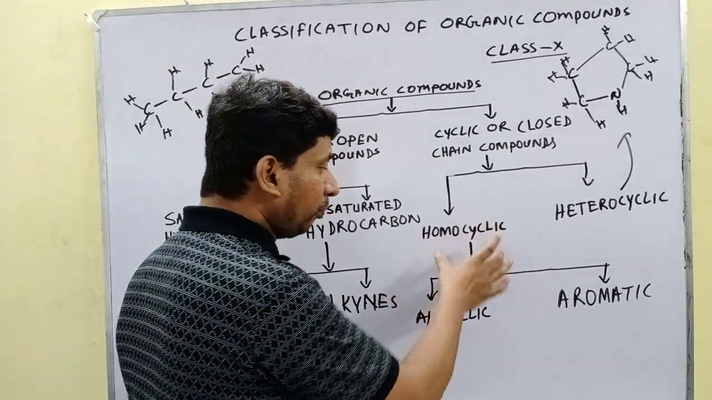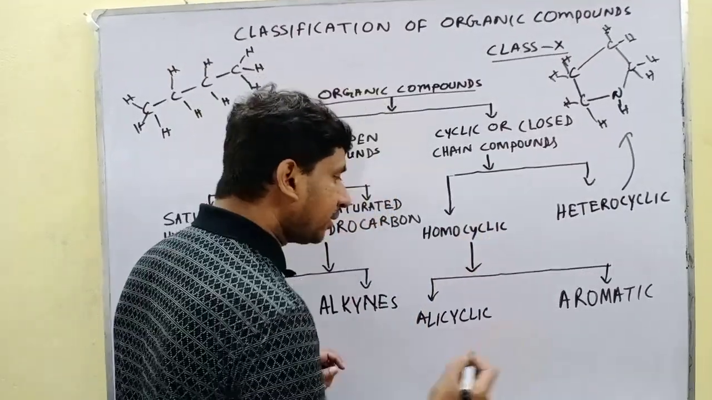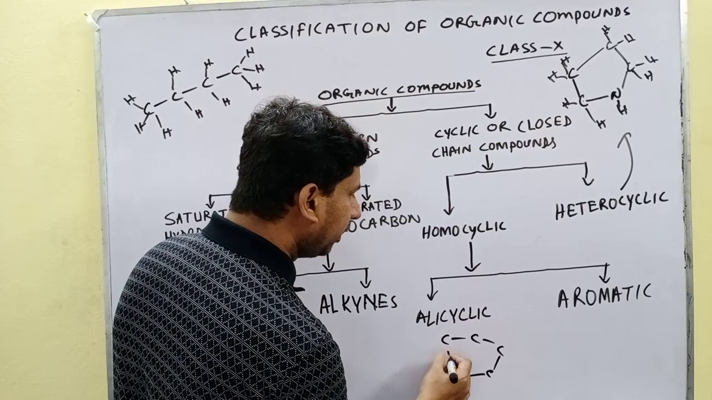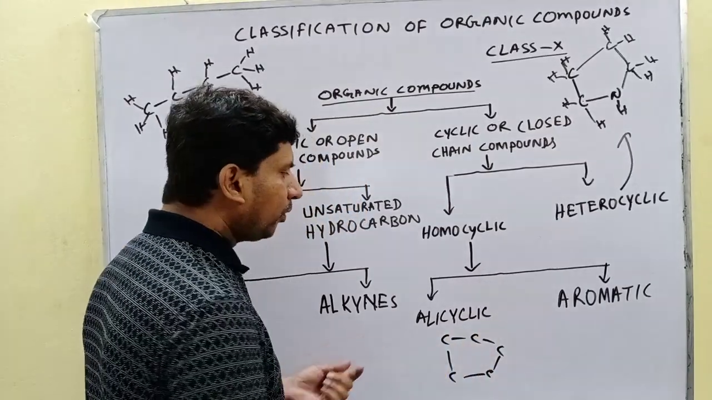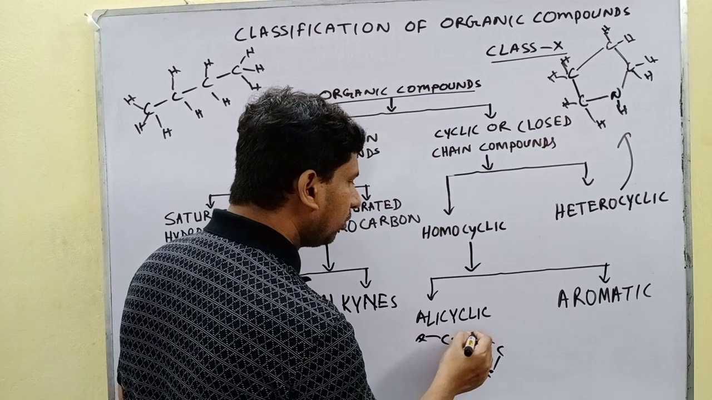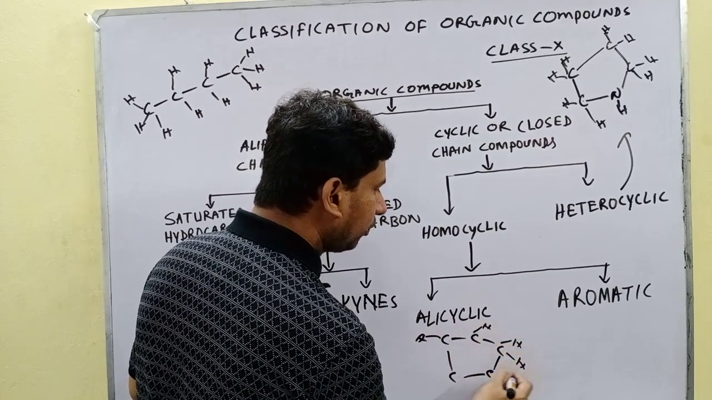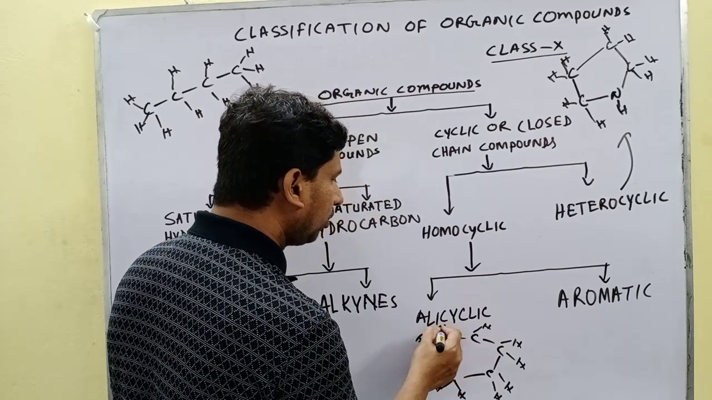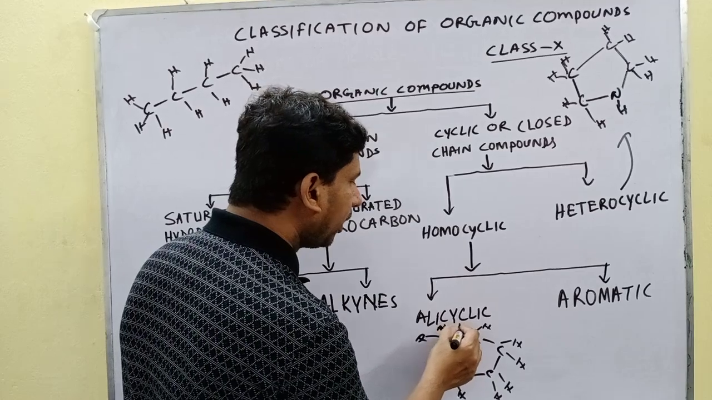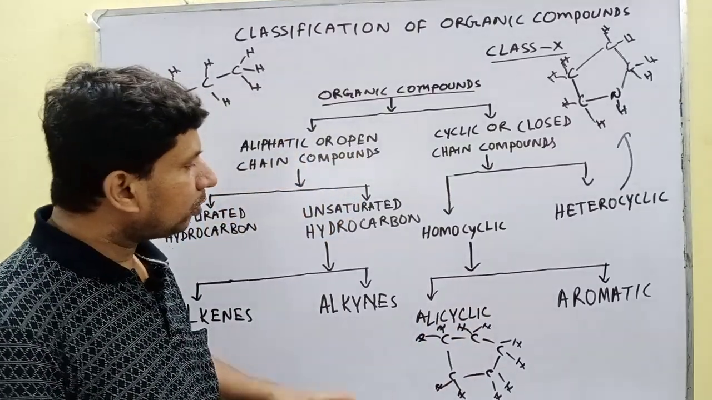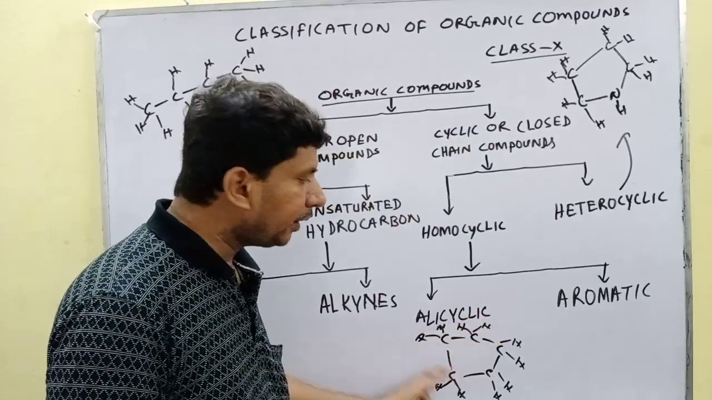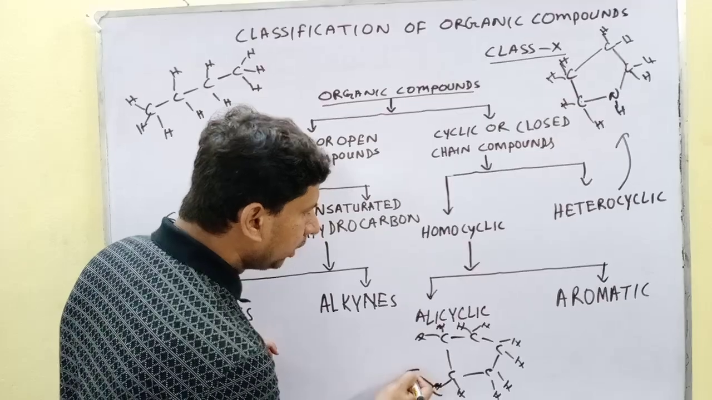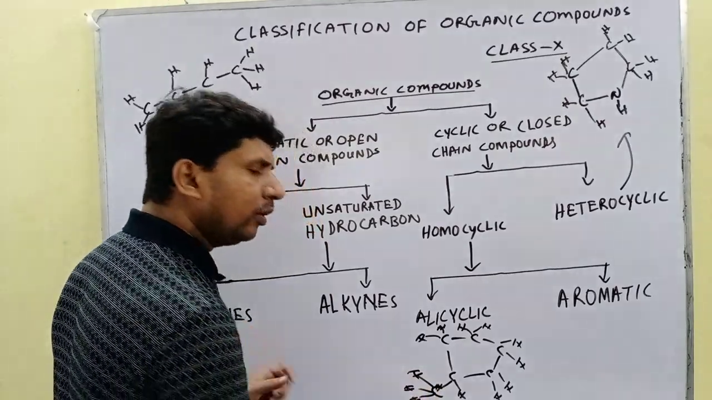Now a homocyclic compound may be alicyclic. What is alicyclic? If it is carbon, carbon, carbon, then carbon, then carbon, let us consider this is alicyclic because carbon, carbon, with hydrogens. This is actually an alicyclic compound because all carbons are in the cycle. It may be branched, no problem, it may have carbon also, then there will be hydrogens.